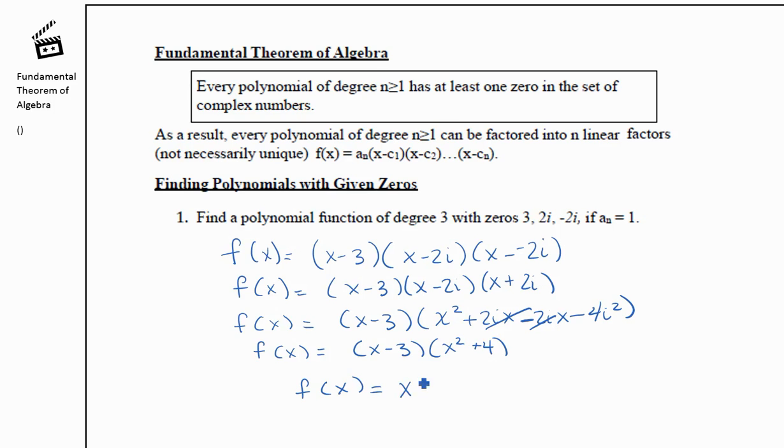So x cubed plus 4x minus 3x squared minus 12. And if we want to write it in descending order, our polynomial will be x cubed minus 3x squared plus 4x minus 12. Okay, let's do another one.